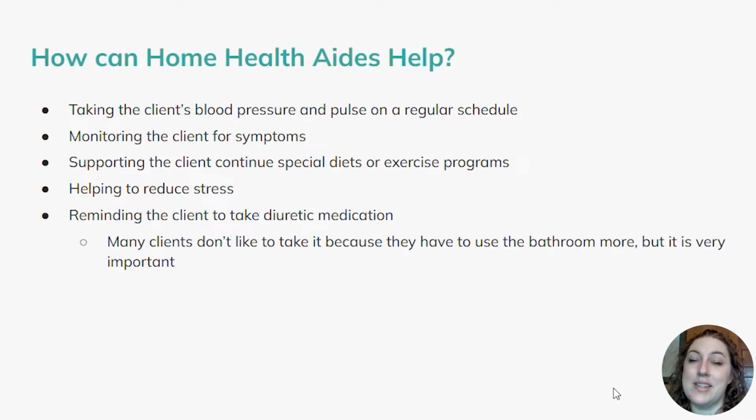How can home health aides help? You can help by taking the client's blood pressure and pulse on a regular schedule. This could be once a week or once a month. Monitor the client for any symptoms. Support the client to continue special diets or exercise programs. Help them reduce stress. And remind the client to take that diuretic medication. A lot of clients don't like to take it because it means they have to use the bathroom more. But it's very important that they take it and they take it at the same time.